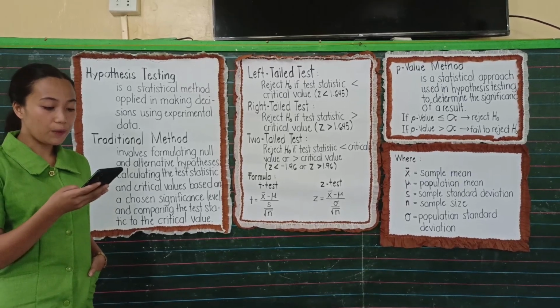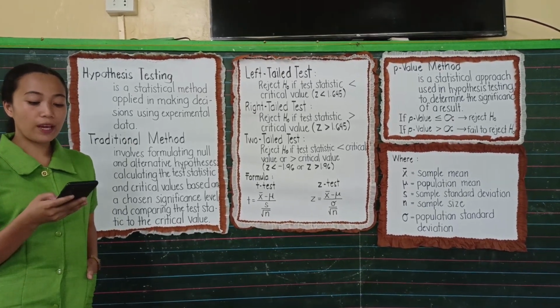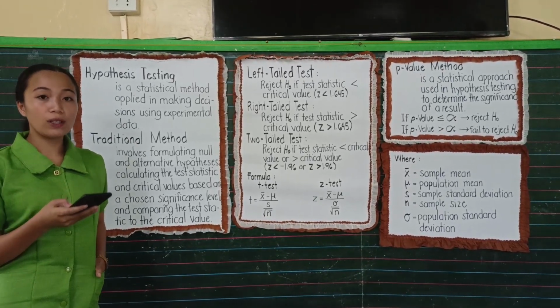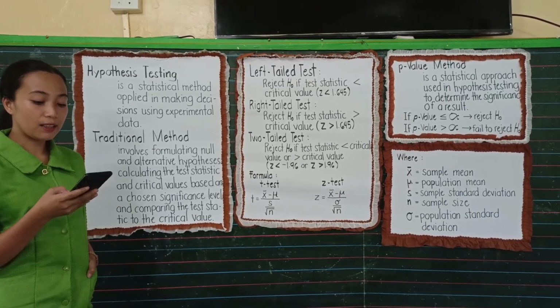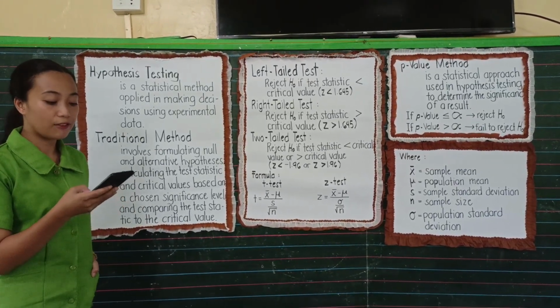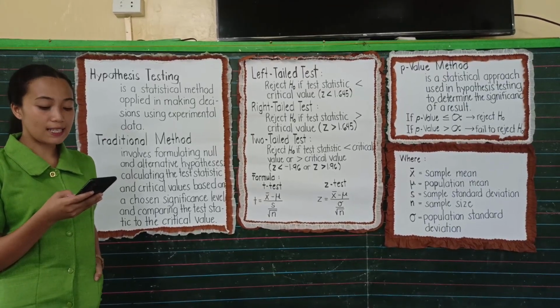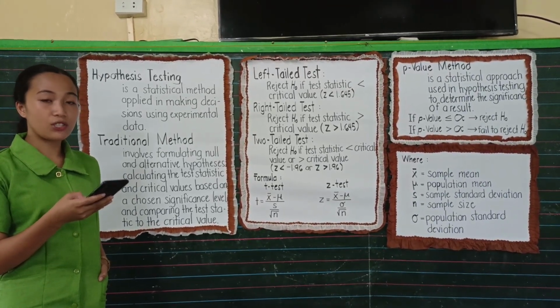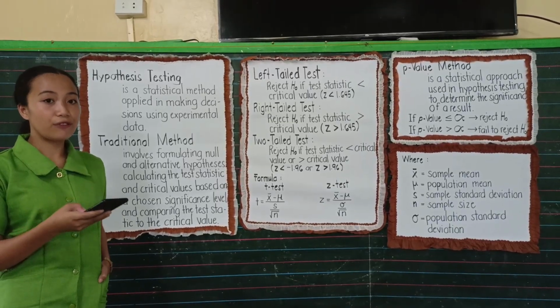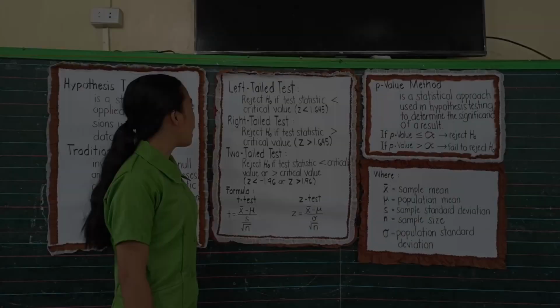In this method, we compare a value we get from our sample, called the test statistic, to a number from a statistical table called the critical value. If our test statistic is more extreme than the critical value, we reject the null hypothesis. If not, we fail to reject.